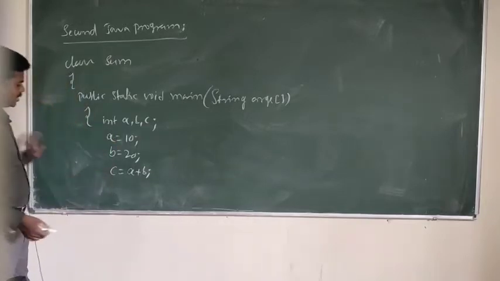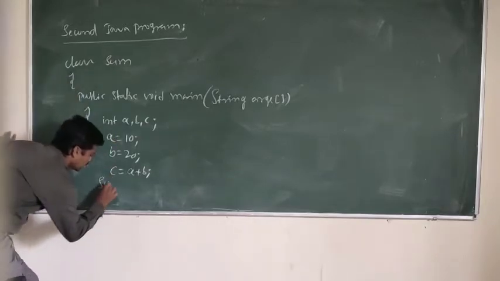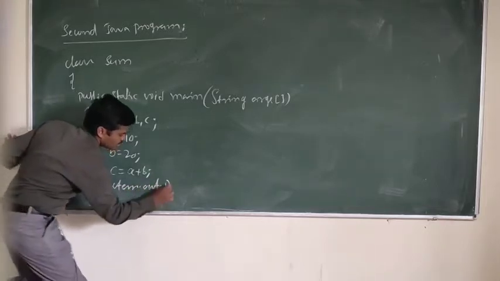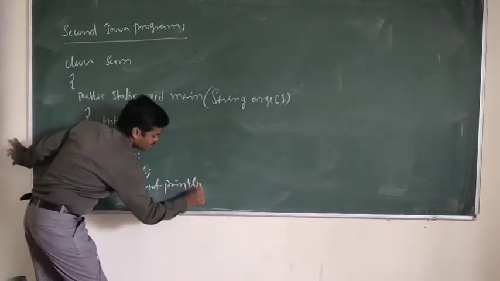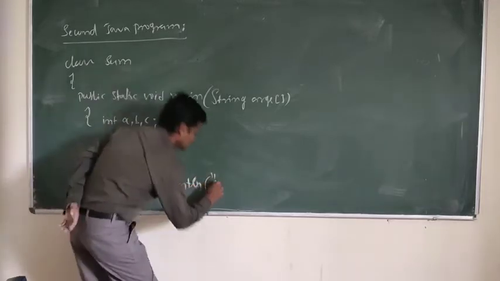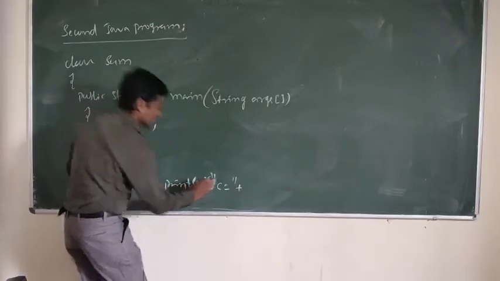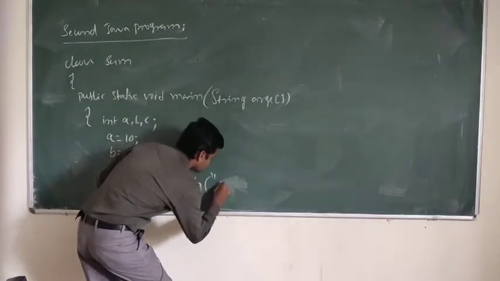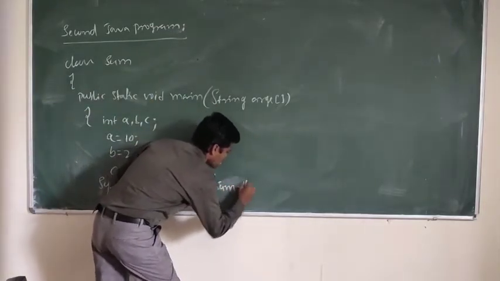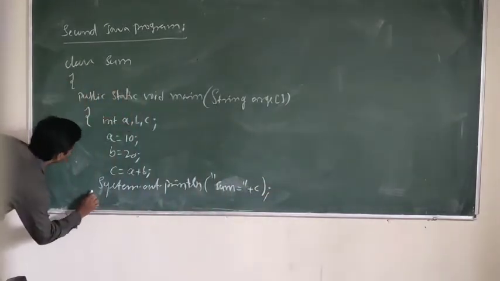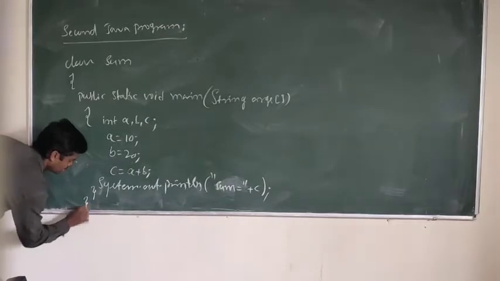Now how to display the result of c? System.out.println, "sum is equal to", c. Close the main method and close the class.